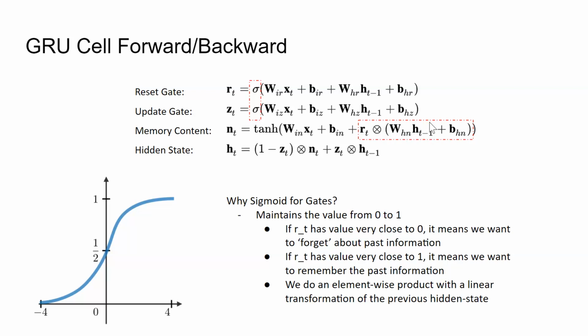This part you can see is basically a linear combination of the past hidden state. And if we do an element-wise product of the reset gate with this matrix, then if R is closer to 0, the equation here will evaluate to be closer to 0. Whereas if R_t is closer to 1, then we are basically maintaining all the memories that we had.